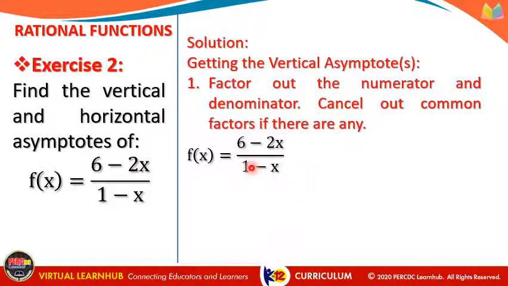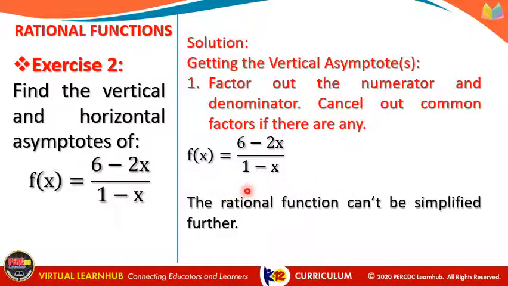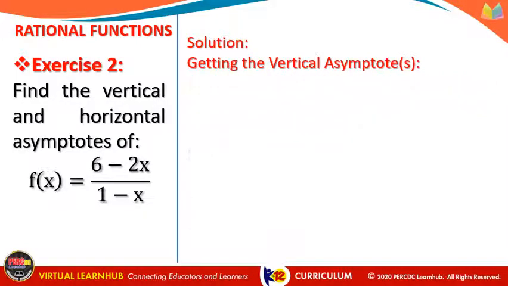Kahit pa nasabihin mo, i-factor out mo yung 2. Okay, so pag finactor out natin yung 2, magkakaroon ka ng 2 times 3 minus x, which is wala namang maka-cancel out. So, ibig sabihin nito, as is na to. So, this rational function can't be simplified further. Therefore, ito rin yung gagamitin na natin pangkuha ng vertical asymptote. So, let's go to step 2.